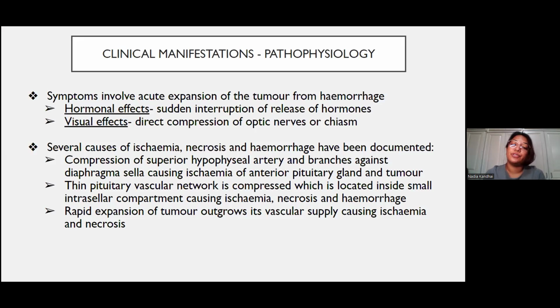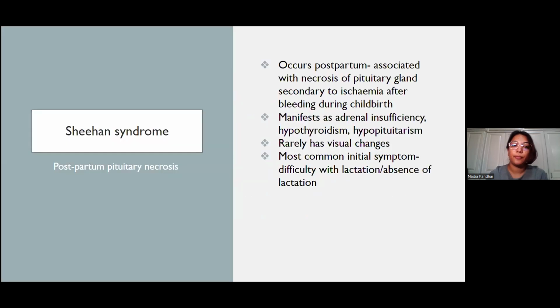Several causes of ischemia, necrosis, and hemorrhage have been documented. There's the compression of the superior hypophyseal artery and its branches against the diaphragma sellae, causing ischemia of the anterior pituitary gland and the tumor, as well as the thin pituitary vascular network being compressed as it's located inside a small intrasellar compartment, causing ischemia, necrosis, and hemorrhage. And the last is that a rapid expansion of the tumor itself outgrows its vascular supply, leading to ischemia and necrosis.